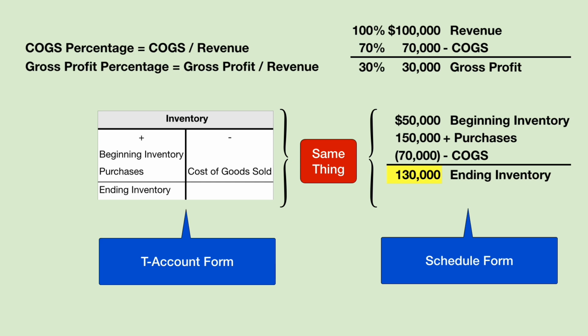But if an accountant is going to prepare some presentation to a non-accounting audience, then the accountant will not display the T account form of the logic, but convert it into a schedule form, because we don't want the audience to wonder what's a debit, what's a credit. So the schedule form removes all that.